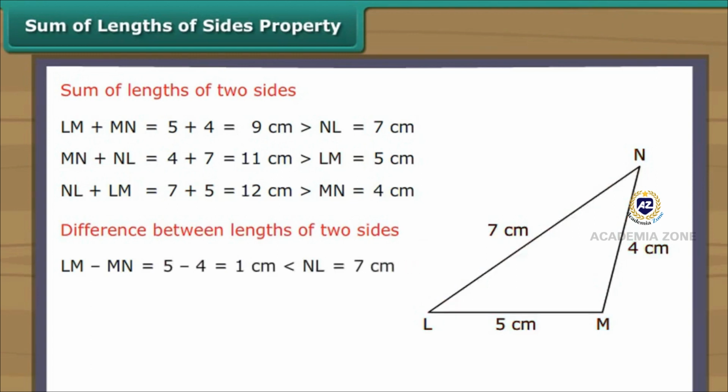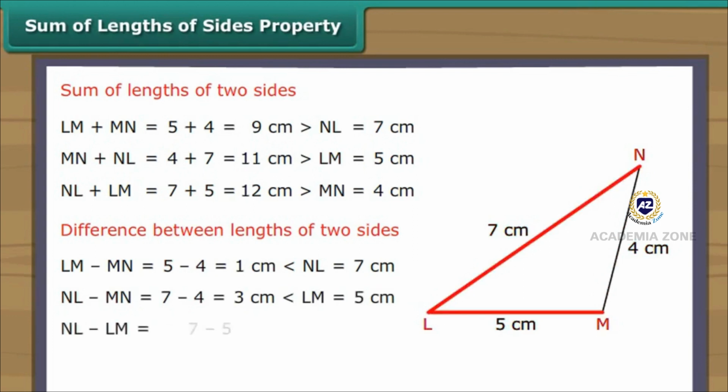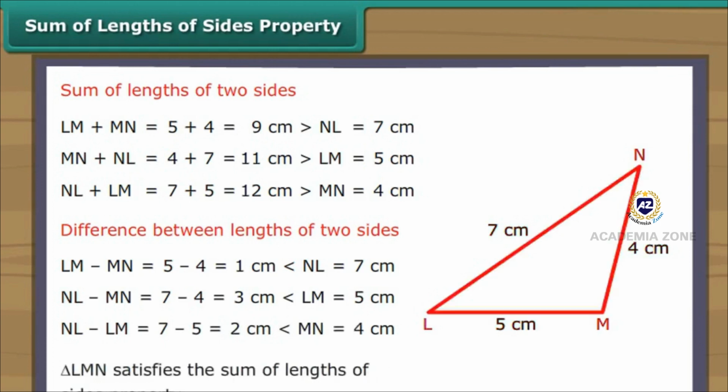7 cm. NL minus MN is equal to 7 minus 4, which equals 3 cm, which is smaller than LM, which is 5 cm. NL minus LM is equal to 7 minus 5, which equals 2 cm, which is smaller than MN, which is 4 cm. Triangle LMN satisfies the sum of lengths of sides property.